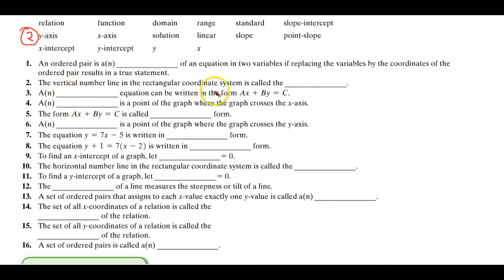The what equation can be written this way. This is standard form. And what is a point of the graph where the graphs cross the x-axis? That's the x-intercept. So this is number 4. This form is called the standard form.